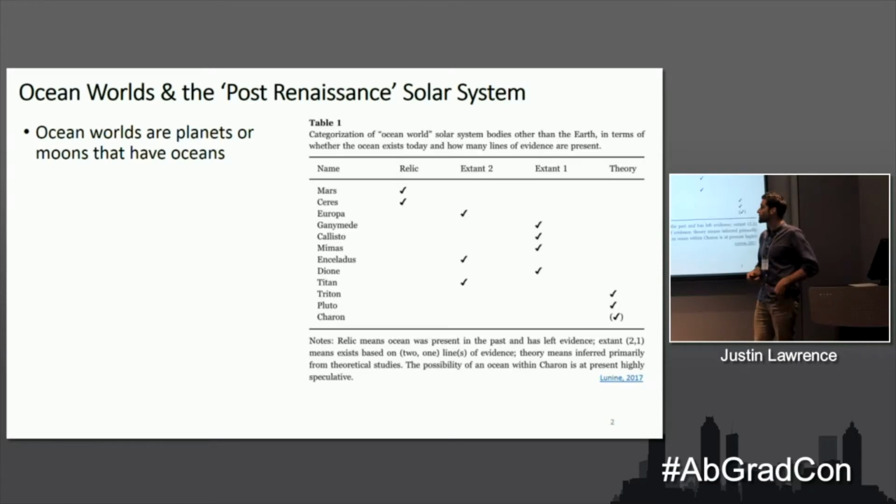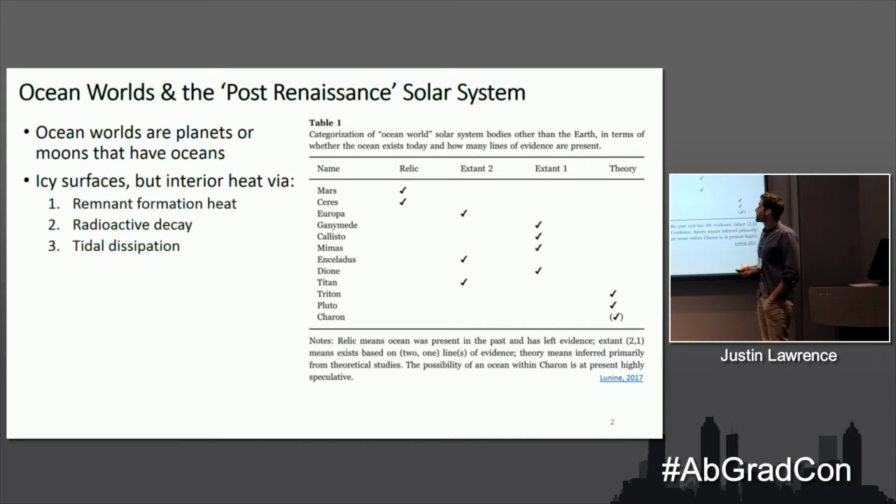So Jonathan Lunine, 2017, wrote a great review paper on what a lot of these bodies are and some of the processes that are affecting them. This is one of the tables that summarizes it. We can focus on those that are extant here. That means that there's good evidence for places that have currently habitable environments or oceans.